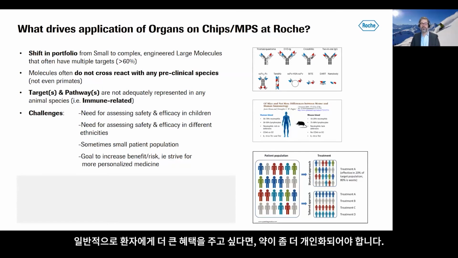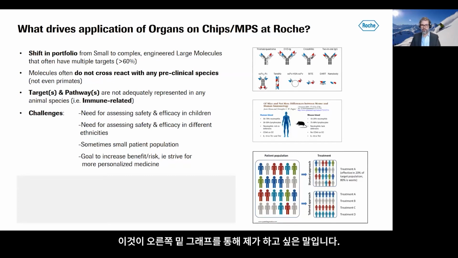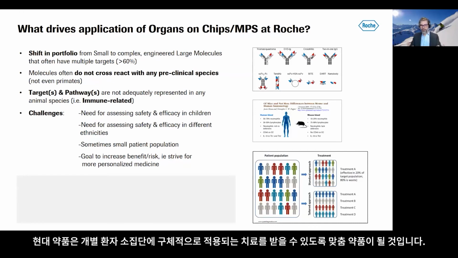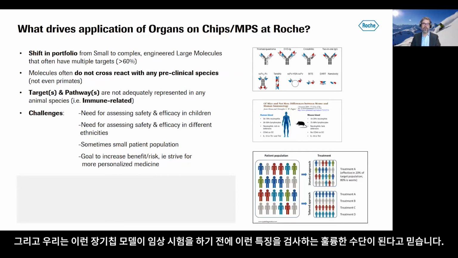And generally, if we want to increase the benefit risk for patients, medicine should become more personalized, and this is what I'm showing in the bottom right graph. So instead of just one size that fits all, modern drugs will be very tailored so that you have a very specific treatment for individual patients or populations. And we believe these organ chip models can be an excellent tool to test for these aspects before going into clinical trials.